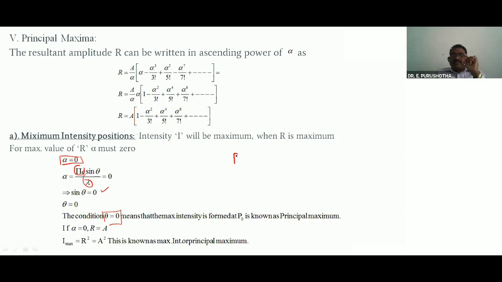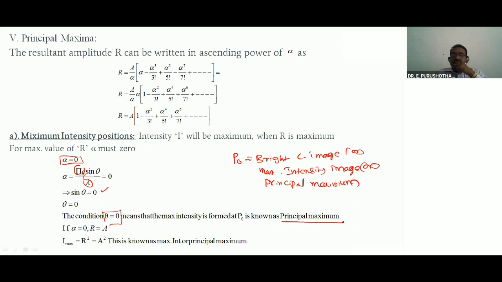What is P naught? P naught is known as the bright central image, or maximum intensity image, or it is also called principal maximum. You clearly observe here, this is the principal maximum. The condition: theta is equal to 0.